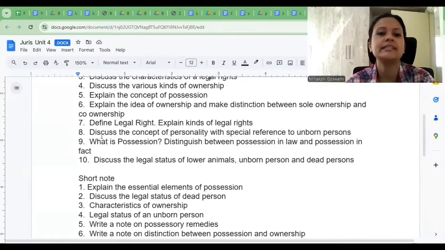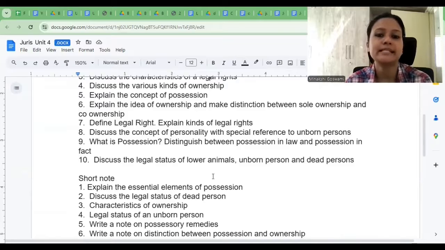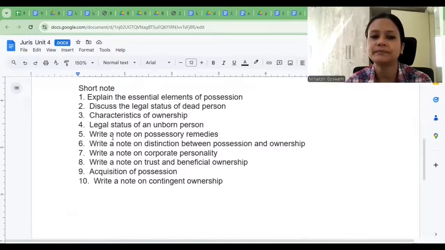of legal rights, discuss the concept of personality with reference to unborn person. What is the personality of unborn persons? Are they considered in law or are they not considered as person? What is possession? Distinguish between possession in law and possession in fact. Discuss the legal status of lower animals, unborn person, dead person, etc.